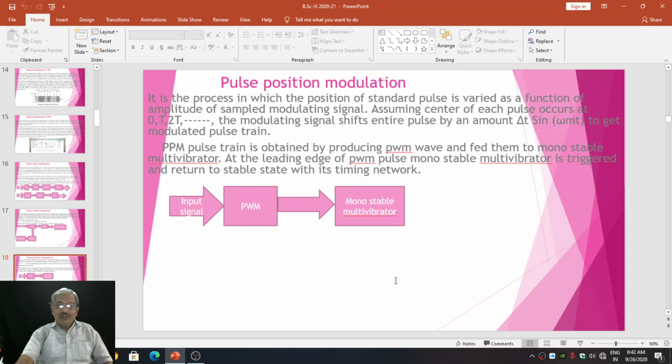Today we are going to study the remaining two types of digital modulation techniques. One is pulse position modulation and the second one is pulse amplitude modulation. So let us begin with pulse position modulation.